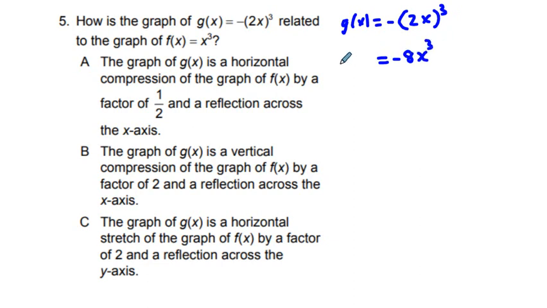And so what we're doing here is that we are, yes, reflecting about the x-axis, true, but we are also vertically stretching by a factor of 8, but we don't see any of these options here. And so definitely we are not doing choice C. We're not reflecting about the y-axis.